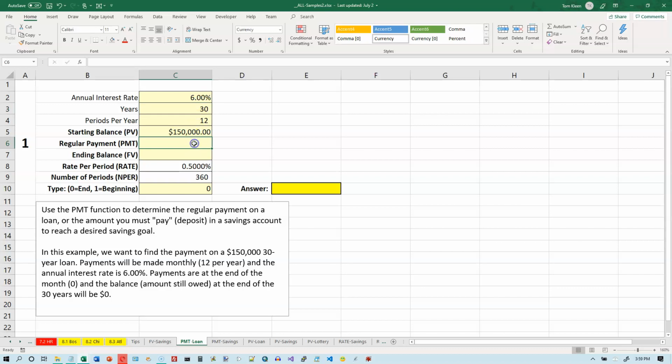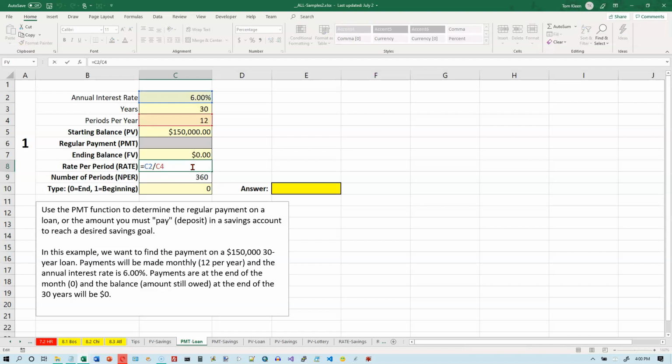The regular payment is what we're trying to find, so I'm going to gray that out. And the ending balance on a loan is always 0 if you pay it all back. And we're going to make our payments at the end of the month. The end of the month is the number 0, and that's down there by default. Okay, so we don't put anything in these two boxes here.